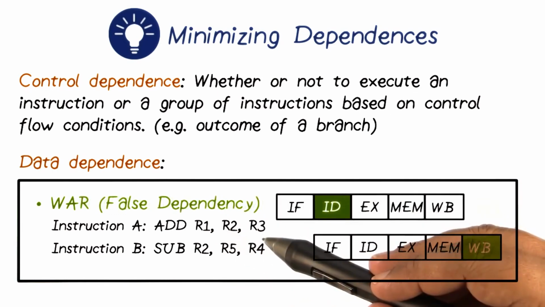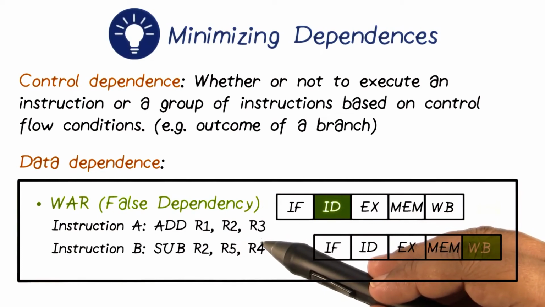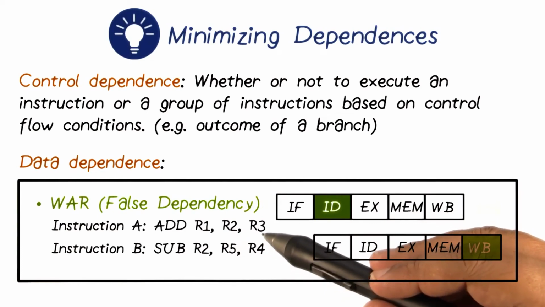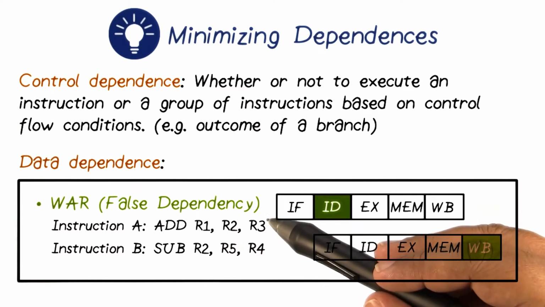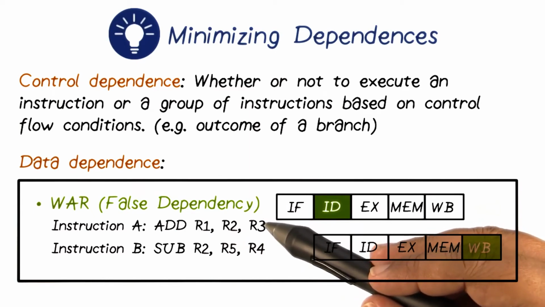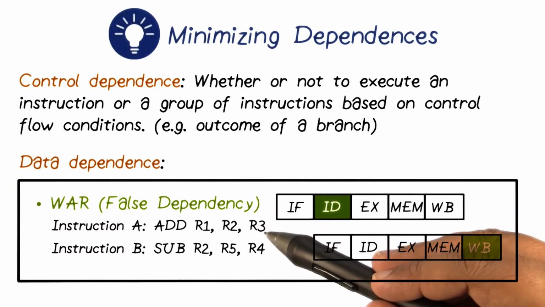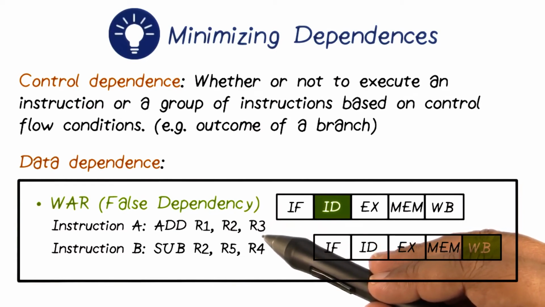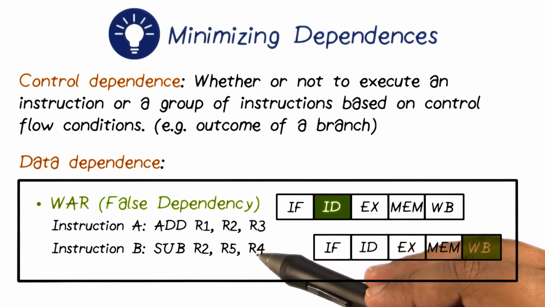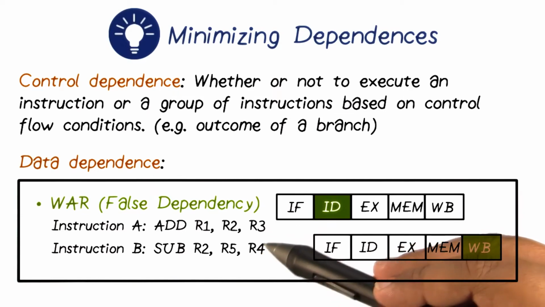And finally, we have a third type of dependence, which is called WAR dependence. That is, an instruction cannot overwrite the data of a prior instruction until the prior instruction that is reading the data is complete. In this particular example, instruction A is reading the data, so instruction B cannot overwrite it and must wait for A to complete. This is a WAR dependence.